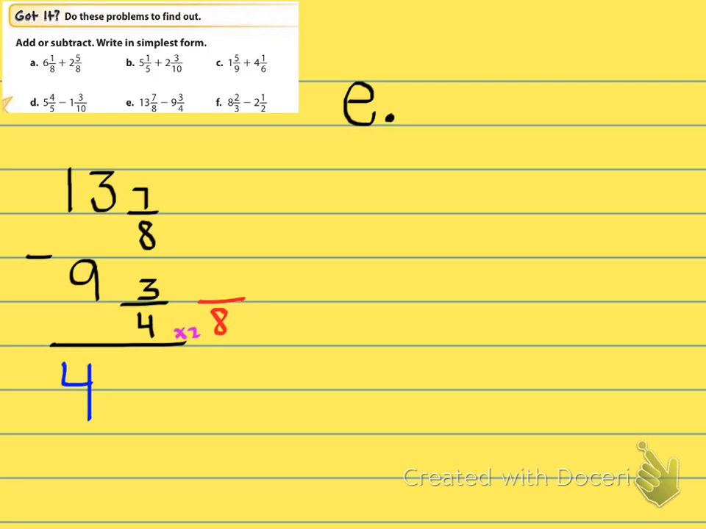I multiply by 2 and multiply by 2. So now I get 6/8. And again, this was 7/8. So now what we really have is 7 minus 6, and 7 minus 6 leaves me with 1. So my final answer here will be 4 and 1/8.